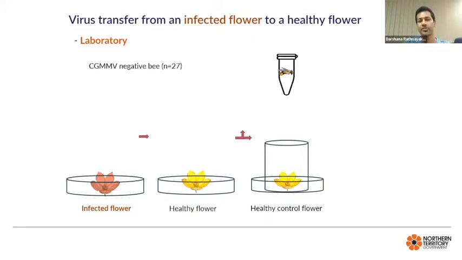After the end of those trials, we tested all the bees we used, and also all the healthy flowers and the control flowers we used in this trial, for CGMMV using molecular diagnostic techniques.